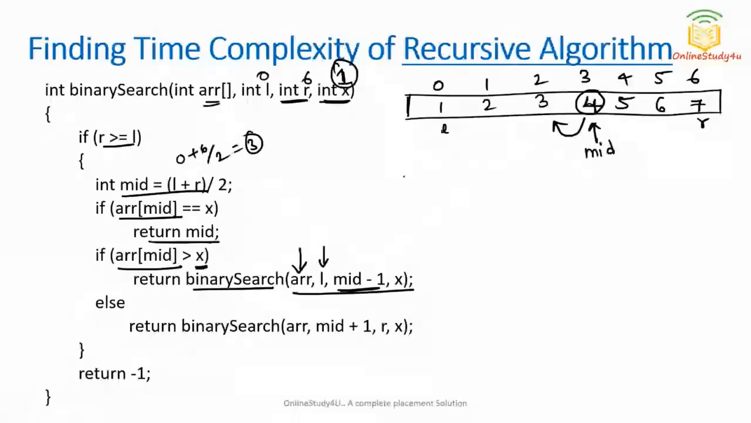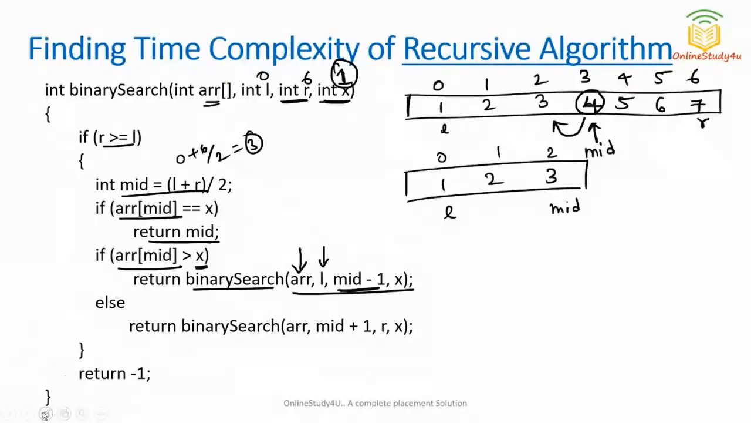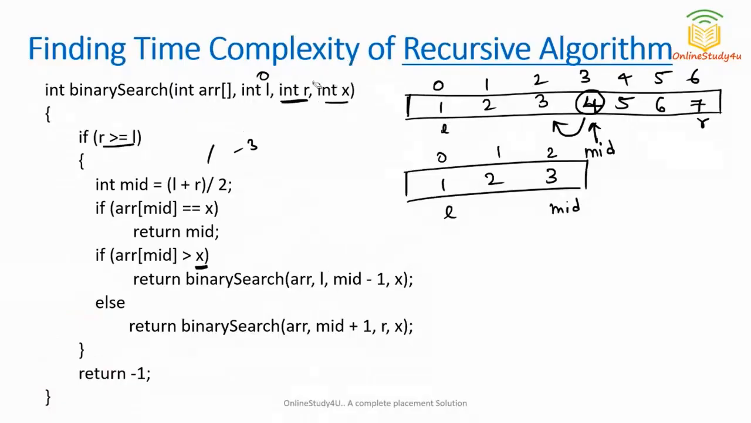Now what is our new search space? When this function is called, it is 1, 2, 3. Left and right are updated, with right as mid minus 1. That is nothing but the second index, this is the fourth index, this is the mid. Okay, so let me erase this part. Again this function is called.